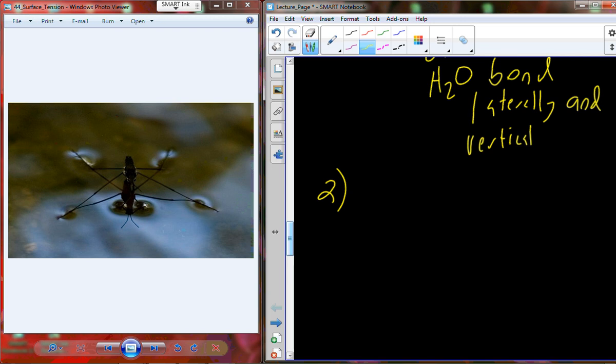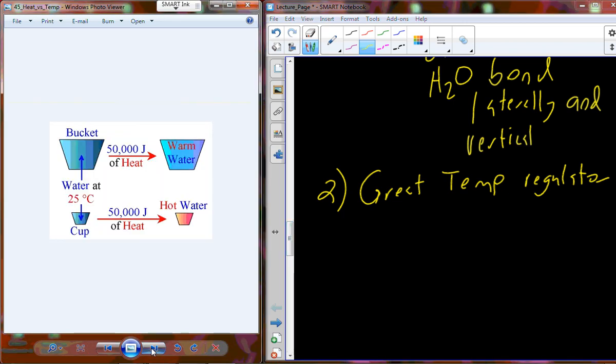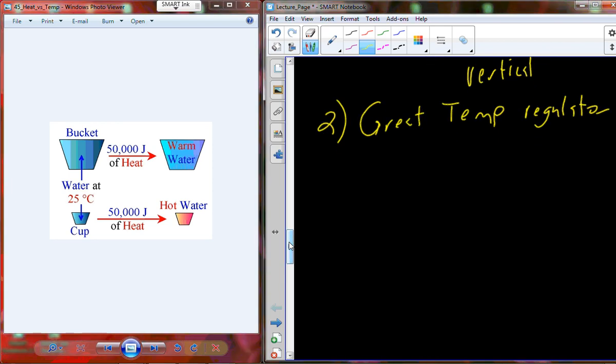Water is also a great temperature regulator. Now, what that means is water really is difficult to change its temperature. To understand a temperature regulator, I have to define two terms. I have to define heat and I have to define temperature. And what you need to know is that heat and temperature are different. They're not measuring the same thing. So we're going to start there and we'll wrap back around to how water is a great temperature regulator.